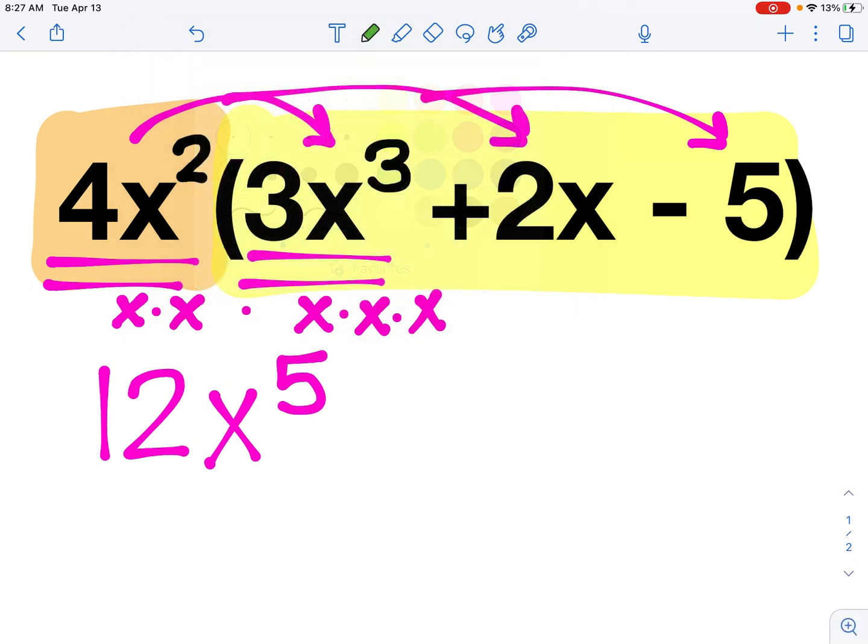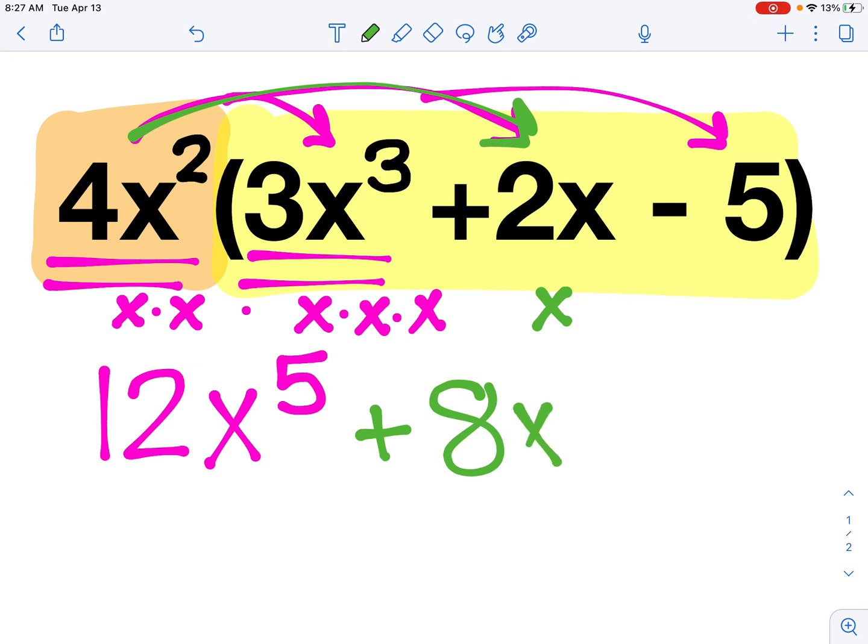I'm going to move to the next step and multiply my 4x squared by 2x this time. So again, I'm going to do my coefficients first. 4 times 2 gives me 8. And x squared times another x would give me x to the third power. X times x times x again.